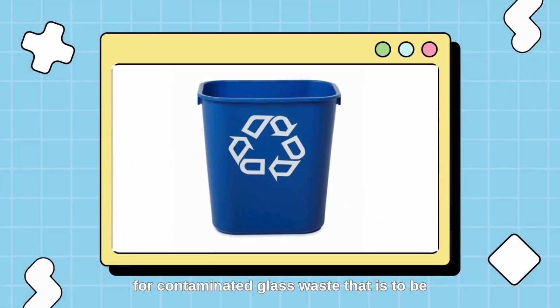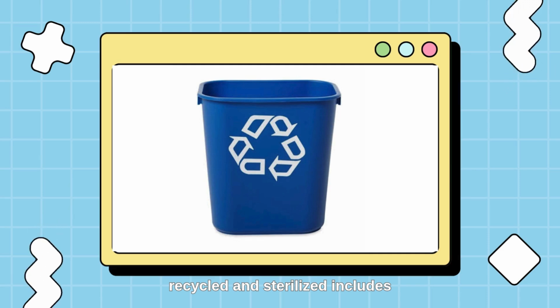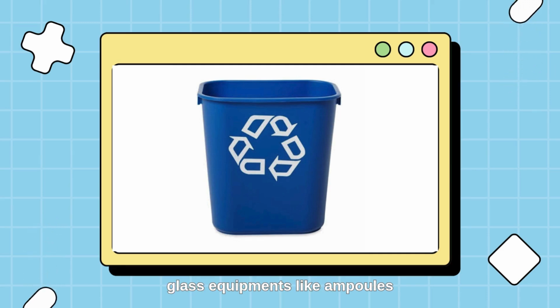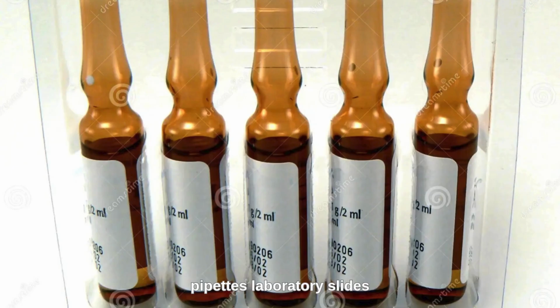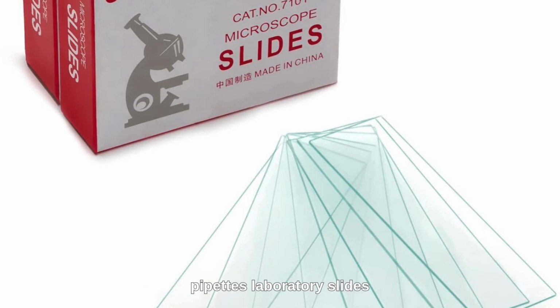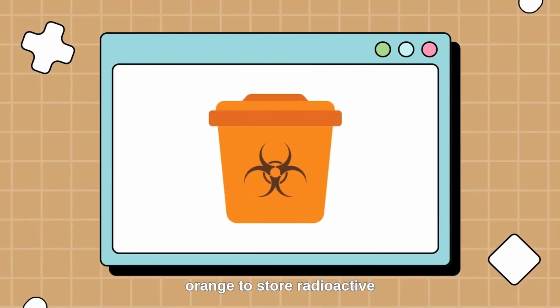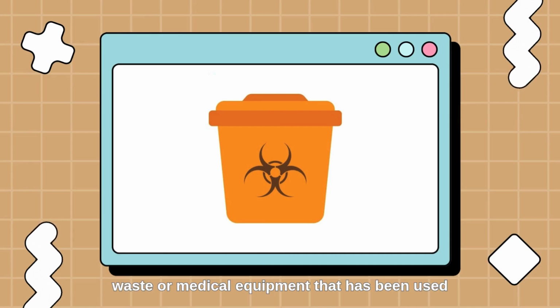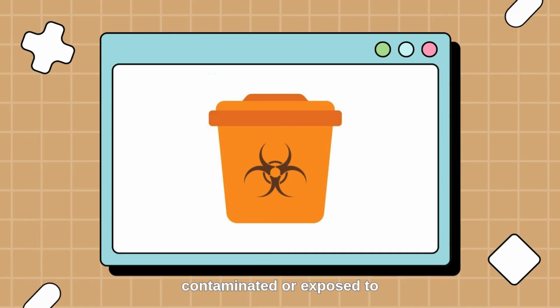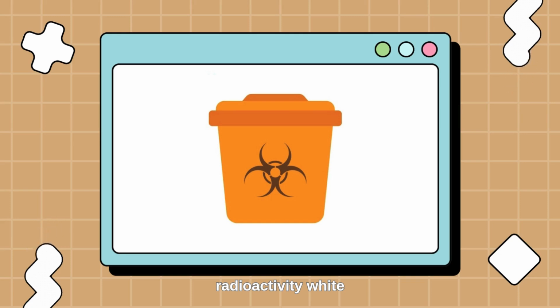Blue. Used for contaminated glass waste that is to be recycled and sterilized. Includes glass equipment like ampules, pipettes, laboratory slides. Orange. Used to store radioactive waste or medical equipment that has been used, contaminated or exposed to radioactivity.